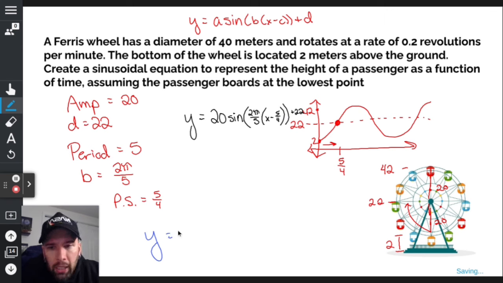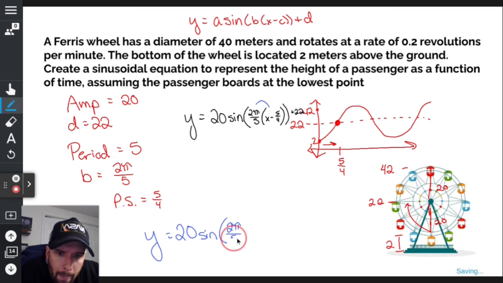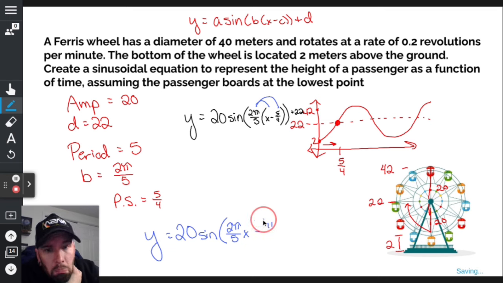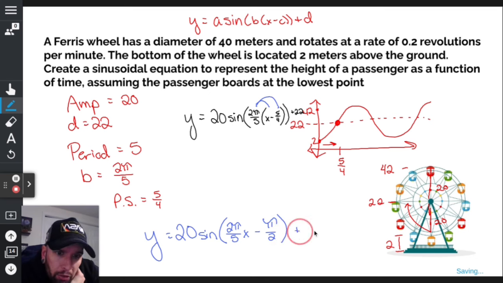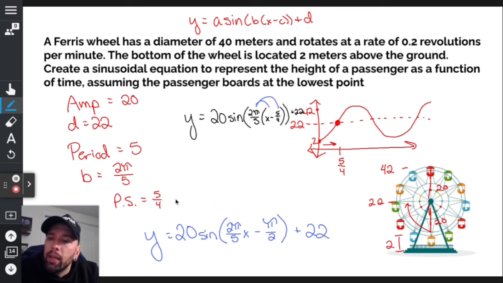Y equals 20 sine. Distribute. We get 2 pi/5 x minus 2 over 4 is a half. 5 over 5 cancels out. So half a pi, so pi over 2. It's not too bad. Minus pi over 2, close that, plus 22. And that's the Ferris wheel problem. Pretty tricky stuff. I'm not gonna lie.